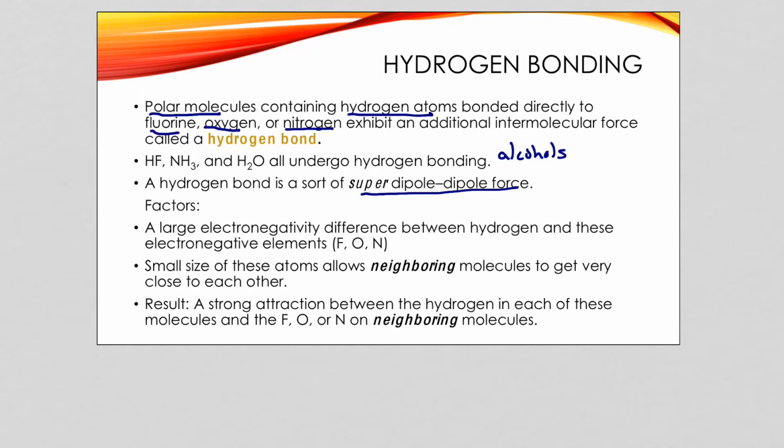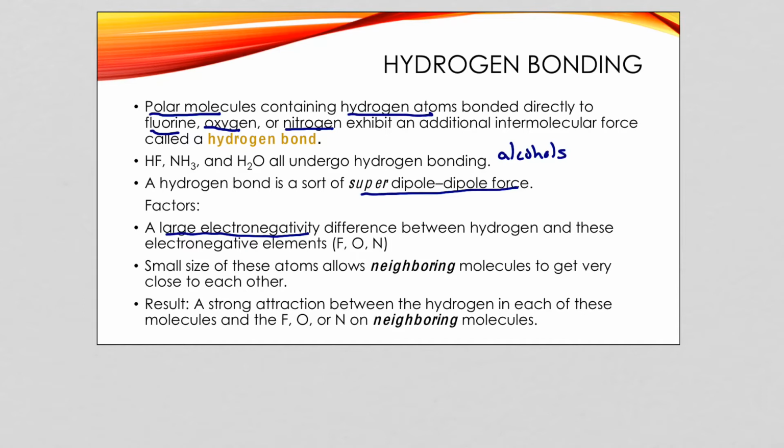So, why? What makes these super dipole-dipoles, or these hydrogen bonds, possible? Well, first of all, we have a fairly large electronegativity difference. Remember, hydrogen is 2.1, and these are three of the more highly electronegative atoms. Okay, so that's one difference. The other difference has to do with the size, right? These are relatively small atoms, and so that means the molecules can get really close to one another, right? So fluorine, oxygen, and nitrogen are also among the smallest. So they're highly electronegative and small.